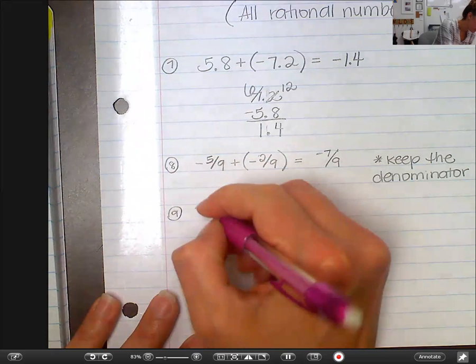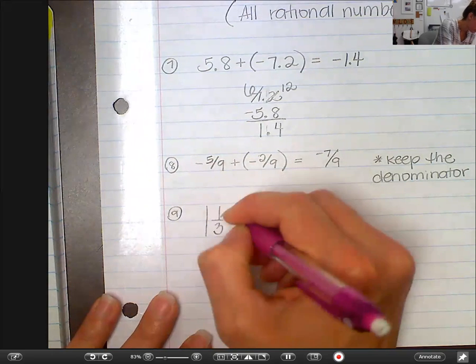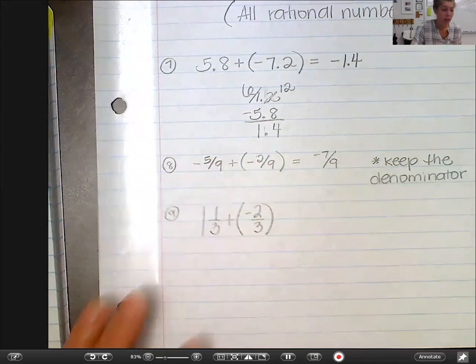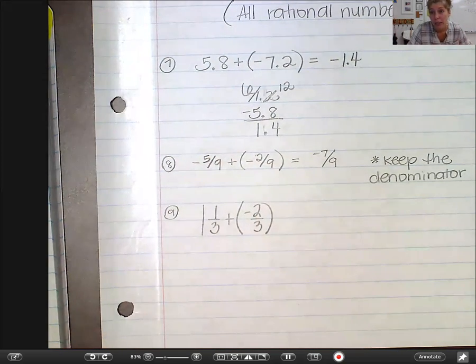1, I'm going to write this one big. 1 1/3 plus negative 2/3. Okay. So it's our first mixed number.